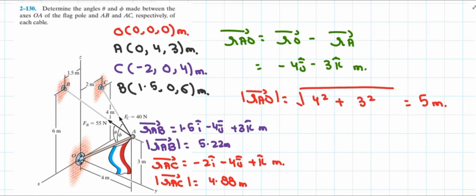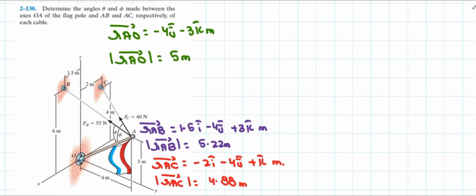Now our last step remaining is to find the values of theta and phi. So I am erasing some extra things from here. Firstly, let's find the value of theta. If you see the diagram, theta is the angle between the RAB position vector and the RAO position vector. So apply the dot product formula here.